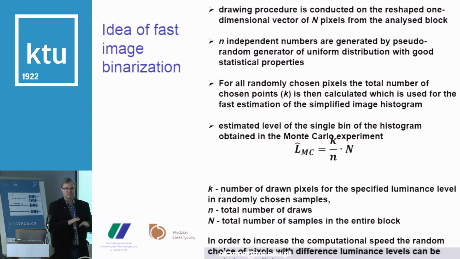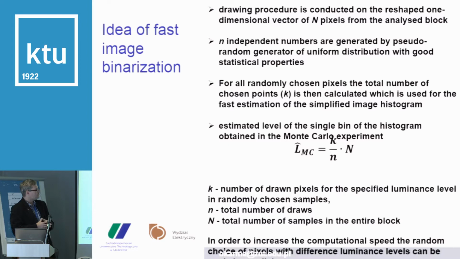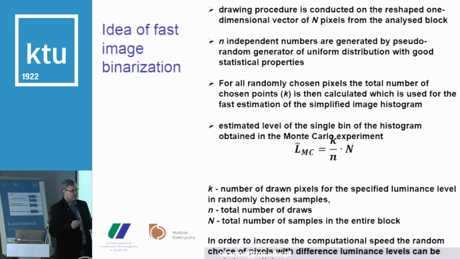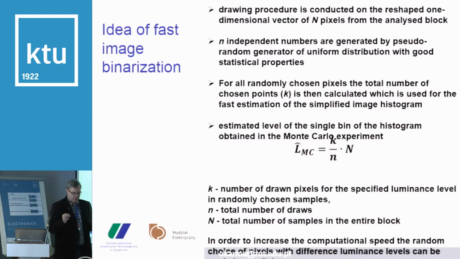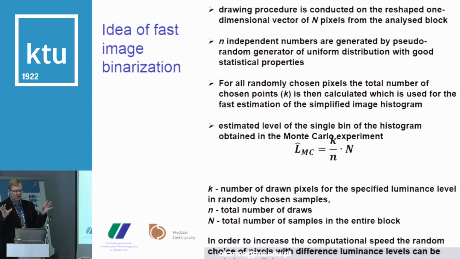So if we use a random number generator with uniform distribution, applied to the two-dimensional image, we can estimate the histogram, but not for the whole image, processing 10 megapixels, only for the drawn 100 or 200 pixels. We estimate the histogram, remembering that histogram-based binarization methods use the histogram only for determining the threshold. So if we determine the threshold based on the simplified histogram representation, we obtain a very similar result, but much faster.